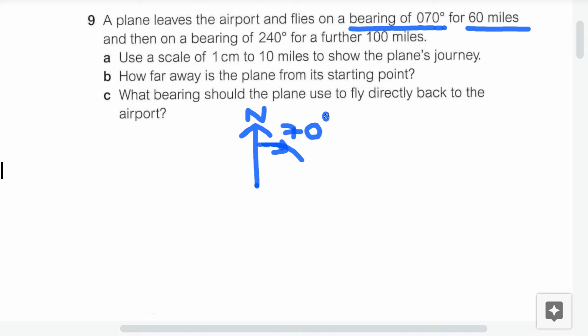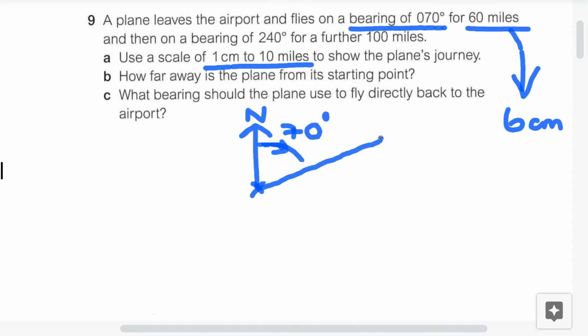Now, what we then need to work out is the length of the line that we're going to need to draw. Now, we're told in the question that there's a scale factor of 1 centimetre to 10 miles. The line we're going to draw is a 60-mile line, so that's going to be a 6 centimetre line. Okay, and accurately, taking your starting point, you draw a 6 centimetre line on an angle of 70 degrees. So you would obviously have a very accurate diagram using a ruler and protractor.